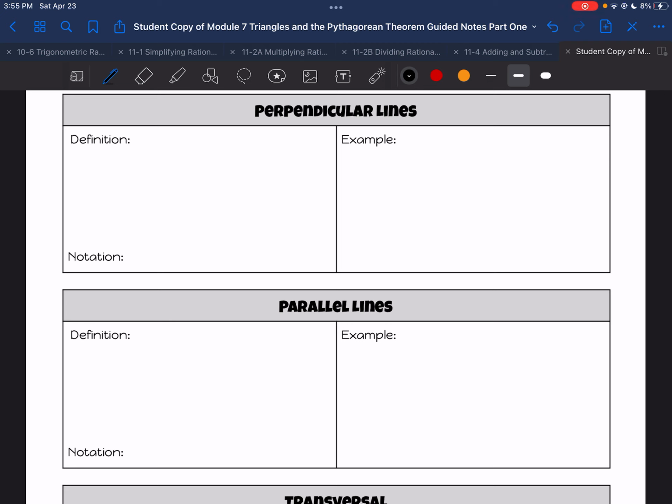The first one is perpendicular lines. These are two lines in a plane that form a 90-degree or right angle.